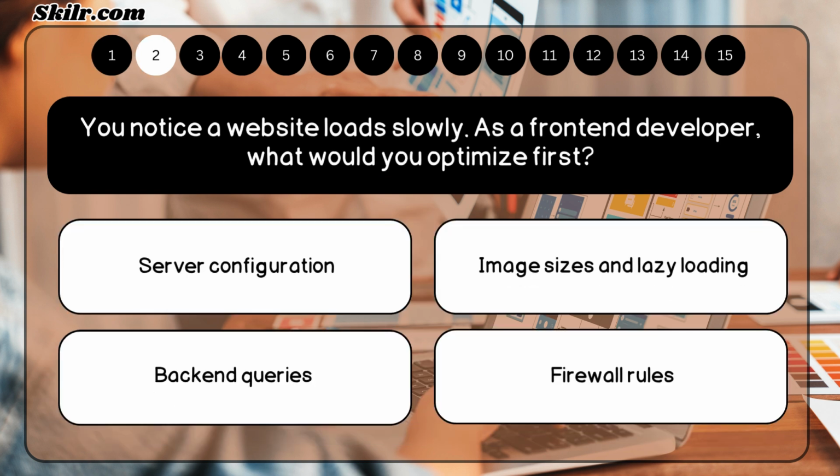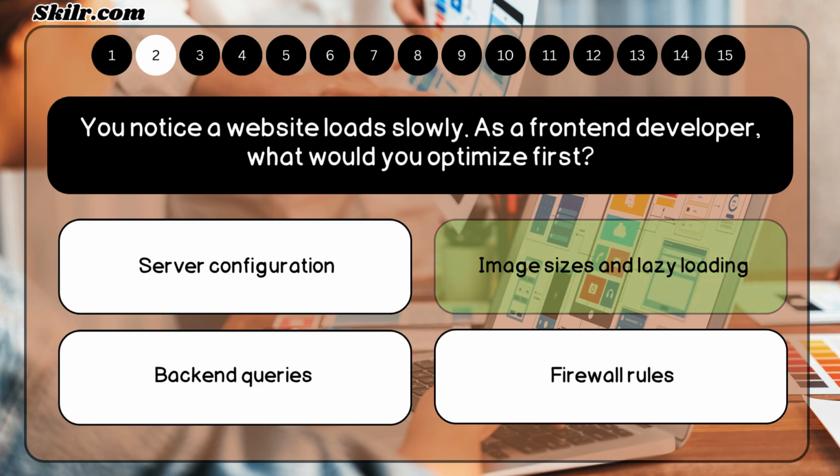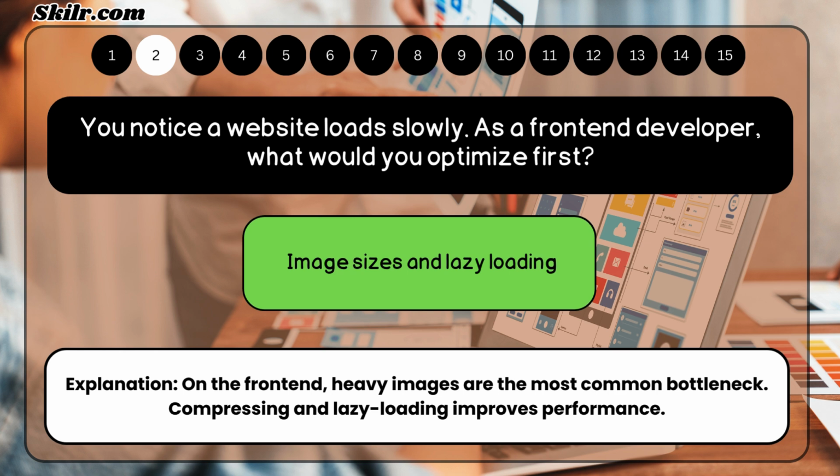Question 2. You notice a website loads slowly. As a front-end developer, what would you optimize first? The correct answer is image sizes and lazy loading. As on the front end, heavy images are the most common bottleneck. Compressing and lazy loading improves performance.